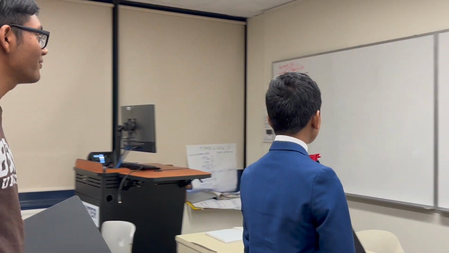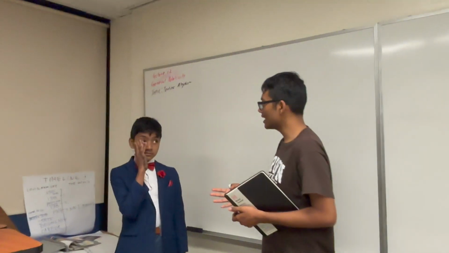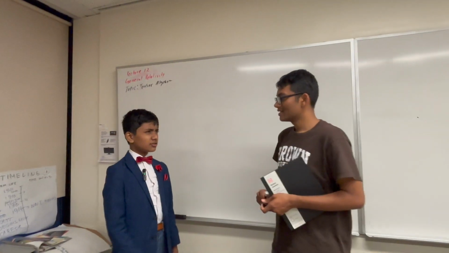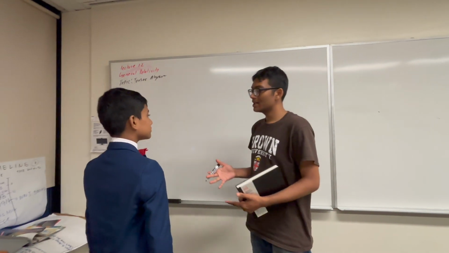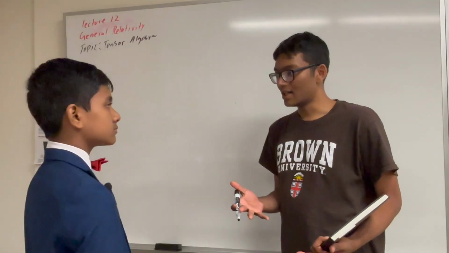And today we're checking out the next part of general relativity, which is tensor algebra. Today we're going to do three main operations with tensors: addition, multiplication, and contraction. Contraction? Yes. So let's check them out. Are you ready? Let me begin where we ended off last time.